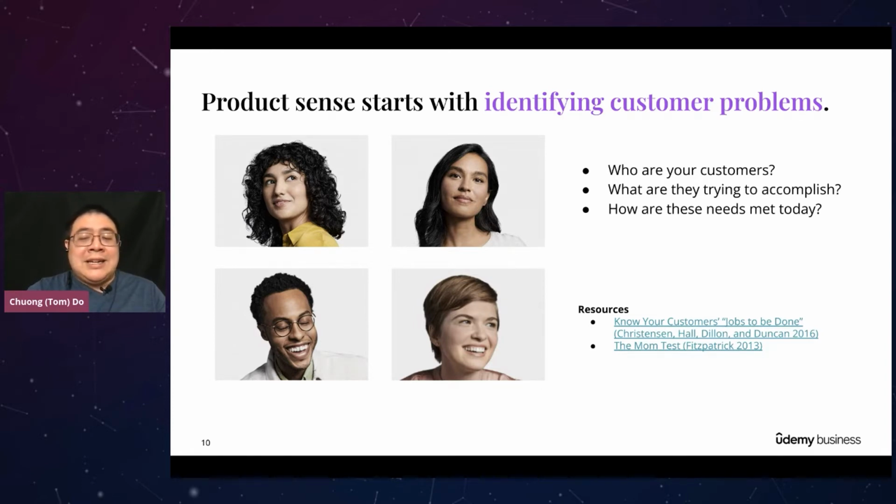And finally, we need to understand how their needs are met today. We really need to understand what it is that they're using in order to accomplish some of these needs. Are they thinking of Udemy as a substitute for textbooks? Or are they thinking about it as a route to, perhaps, advancing in their career today, right? So these are the types of questions that we care about with product sense.